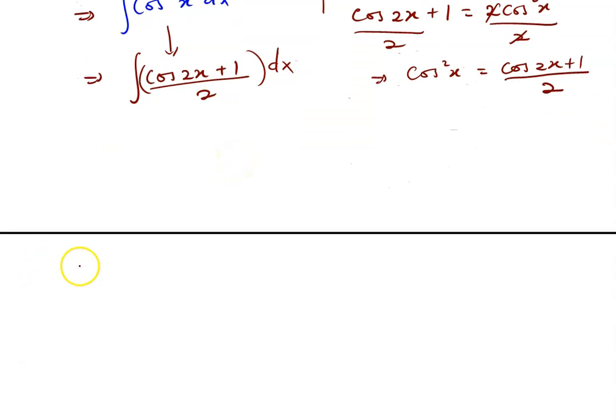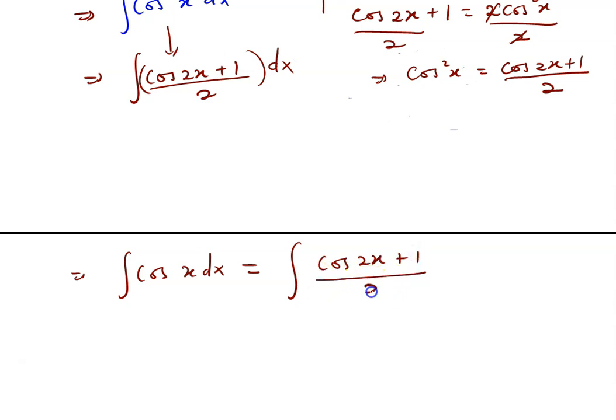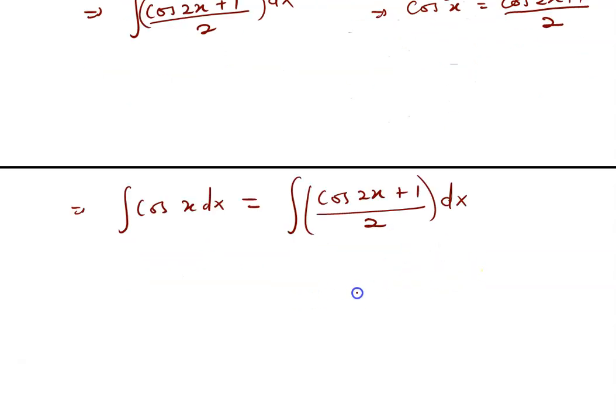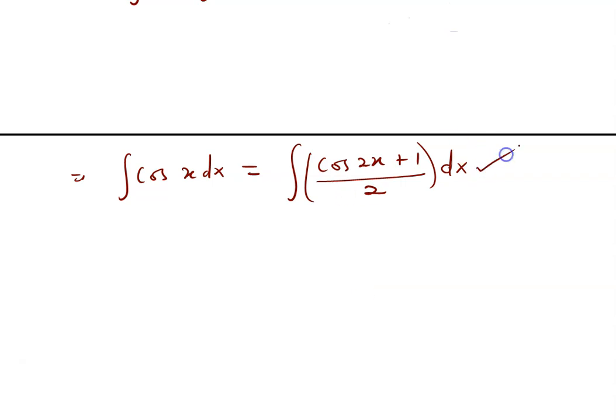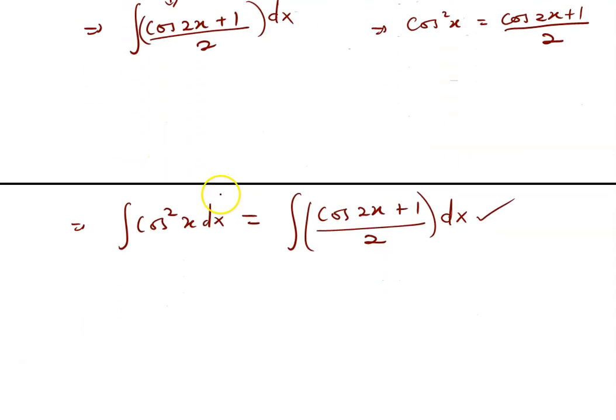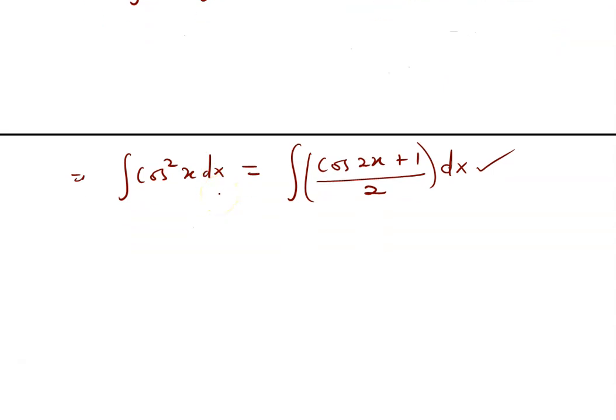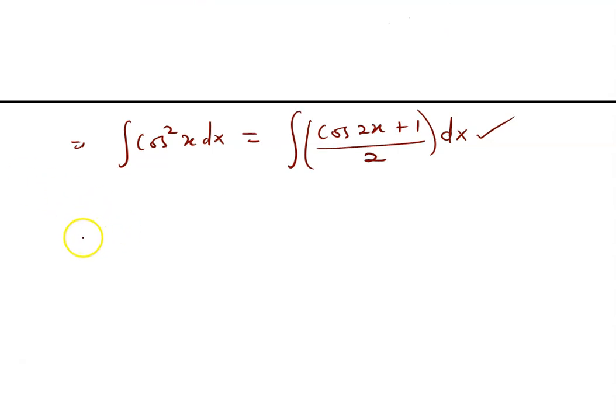So simply, let me write it again. I have the integration of cos squared x dx is the same as the integration of cos 2x plus 1 divided by 2 dx. Yes, perfect. So now I can just integrate this side. This side is very simple to perform integration compared to cos squared x. So cos squared x is difficult, but if I'm able to break it down to this form, then it becomes easy. So now let's integrate this.